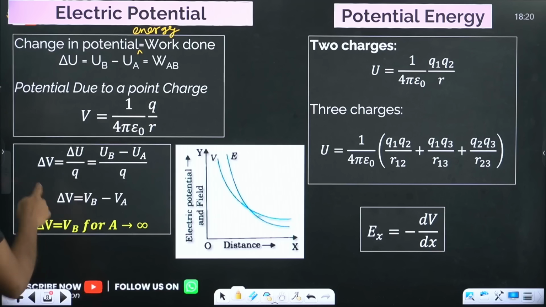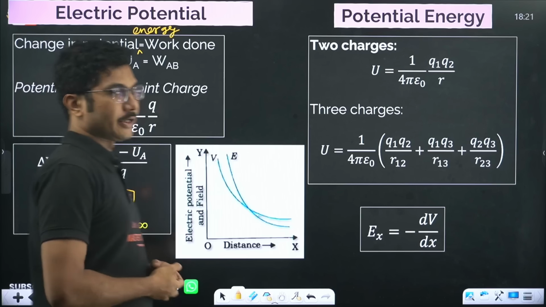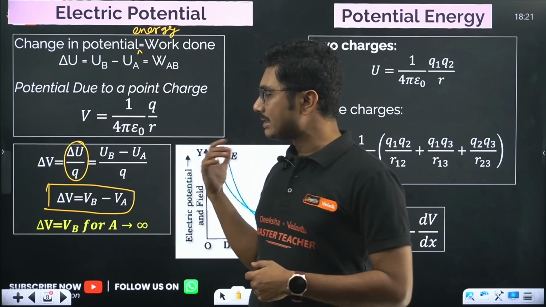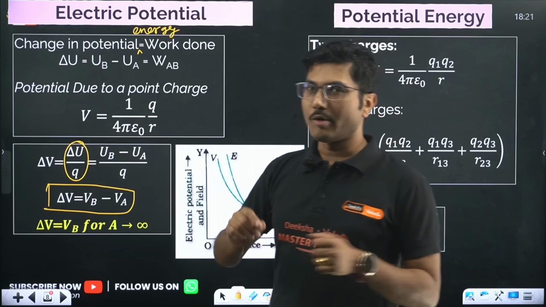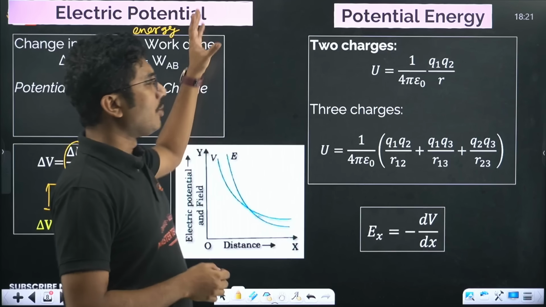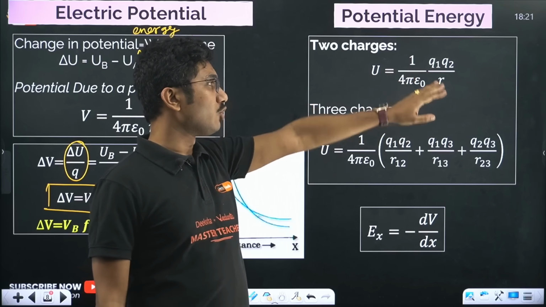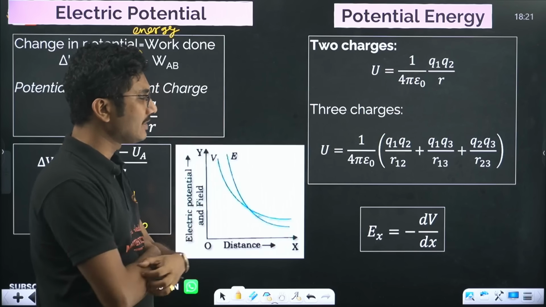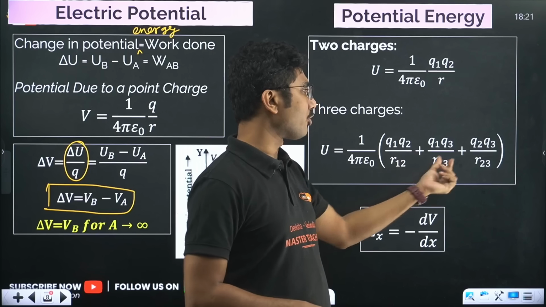Okay, potential is basically work done per unit charge, and potential difference is more important when you calculate it. Now if you take the starting point as infinity, so if you bring a charge from infinity to a point, that gives you the value of potential at that particular point. Now potential energy of two charges is given by 1 by 4 pi epsilon naught q1 q2 by r. For 3 charges, you have to take pairs of individual charges and their corresponding distances.